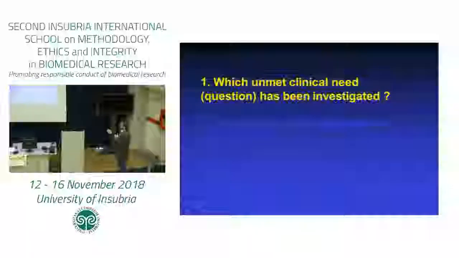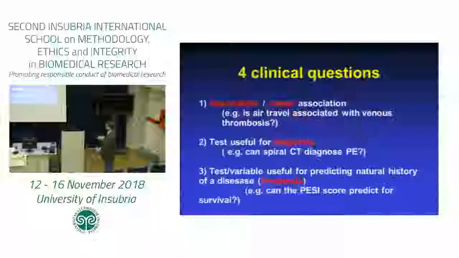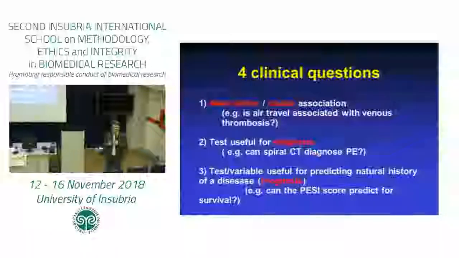So which unmet clinical need question has been investigated? And so you have to keep in mind that we have four types of clinical questions. And so the paper you are reading has to answer one of these four questions. These four questions are the daily clinical questions, about association. So, is air travel or contraceptive pill associated with venous thrombosis? A lot of examples will be in the thrombosis and hemostasis field because I'm used to treating these patients.